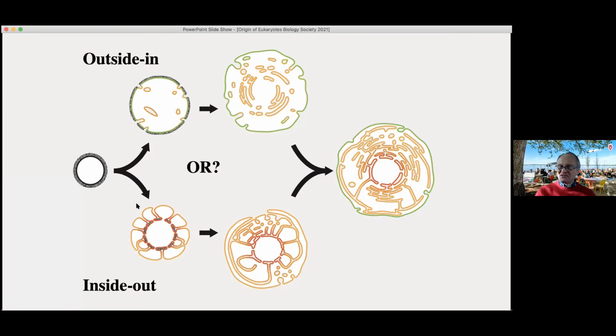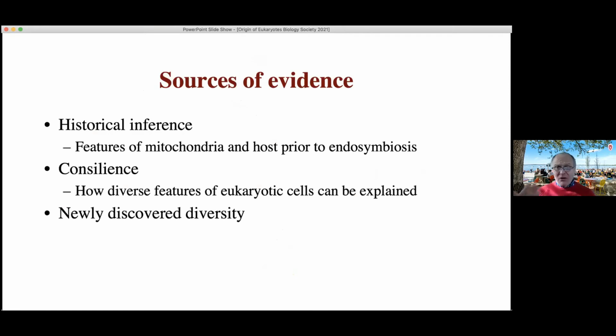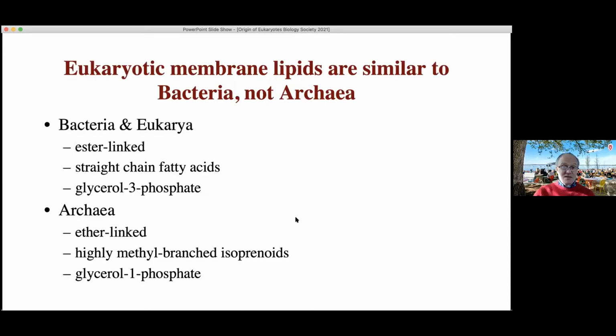Okay, if there are no questions, I will keep going. How could we assess this hypothesis and compare the inside-out and the outside-in alternatives? I'm going to talk about three approaches we take. The first is looking at the features of mitochondria and those prior to endosymbiosis. Then we can look at some of the features of living eukaryotes to see if they seem to align with one model or the other. And then the last thing I'll mention is we can look for diversity, new organisms that may help bridge the gap.